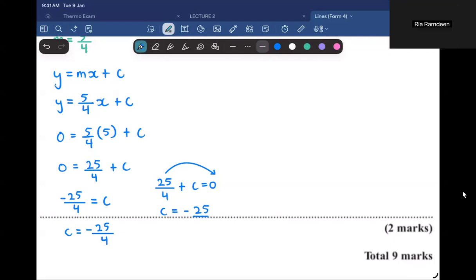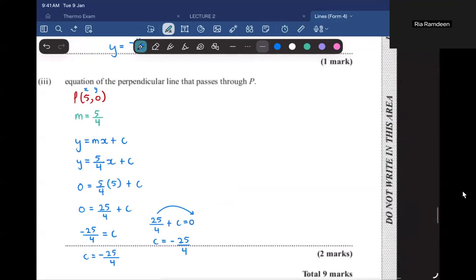So we now have M and we now have C. So what's the final answer? y equals 5/4 x plus, no, minus 25/4.